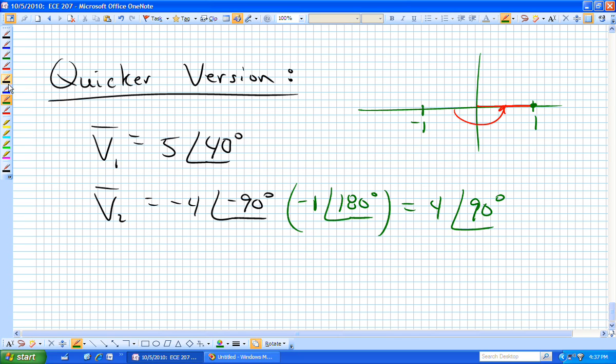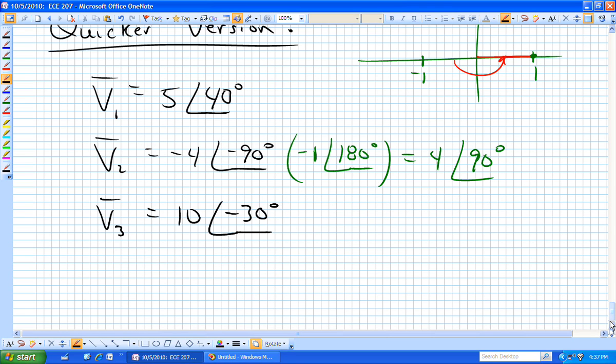V sub 3 was 10 at minus 30 degrees. Bless you. If we now want the sum of those 3 phasors, we don't have to carry through all of that hardware in the exponential form. We can just work in phasor form.